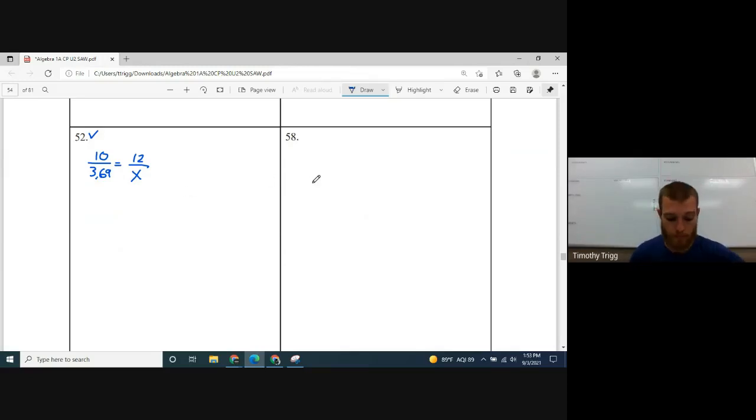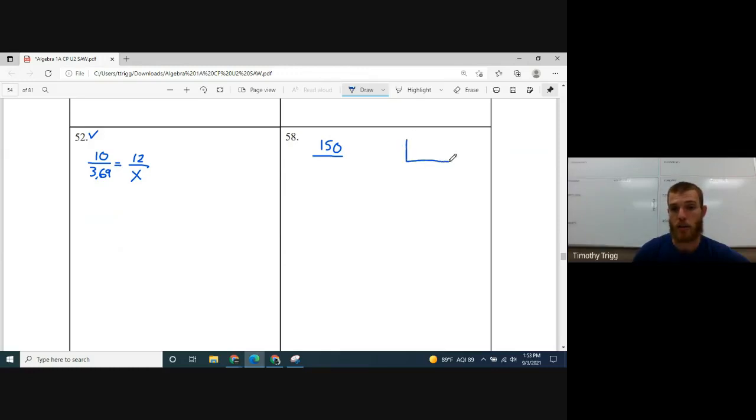Number 58. 58, this one's probably the hardest one. Parade floats. A group of high school students is making a parade float by stuffing pieces of tissue paper into a wire frame. They use 150 tissues to fill an area that's 3 feet long by 2 feet wide. Okay, so we used 150 tissues. So this is 150 tissues. And the area, it says, was 3 feet long, 2 feet wide.